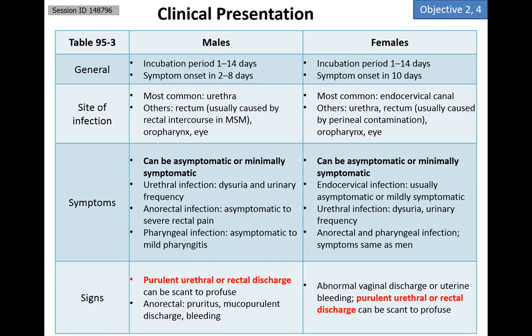The clinical presentations. So the incubation is going to be, again, similar between the male and female. And then the infection can be either asymptomatic or symptomatic. It really just depends on the patient. When symptoms are present, however, it's mainly nonspecific, such as abdominal pain, vaginal discharge, as well as bleeding, or even dysuria or lower abdominal pain.